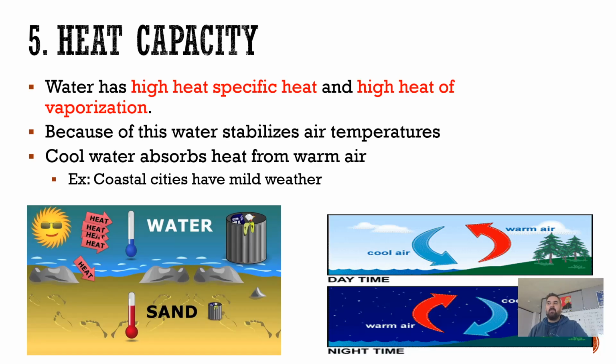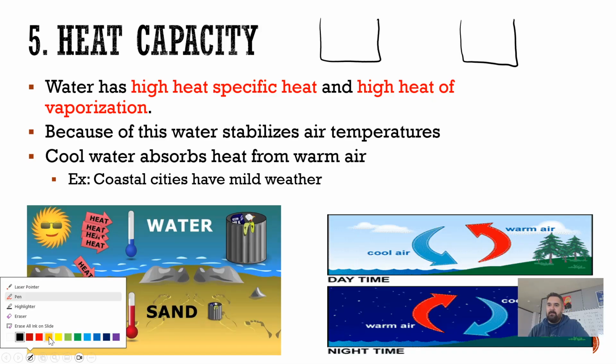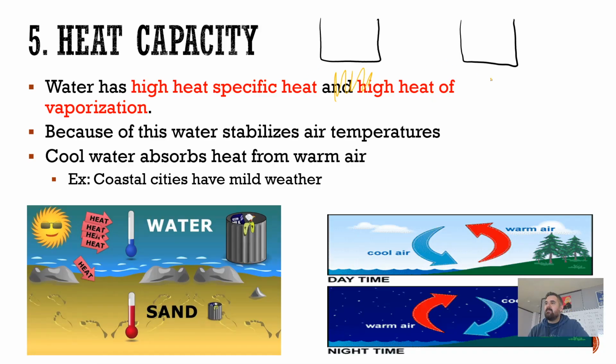What does that mean? So let's imagine we have a pot on the stove. So here's a pot on the stove, and then here's another pot on the stove. And we're going to turn on the flames for both of them. And then I'm going to put some water in one. So I'm going to fill this one with water. So after, let's say 30 seconds, which pot is going to be hotter?